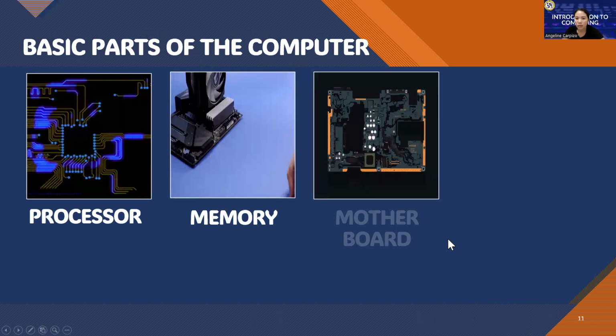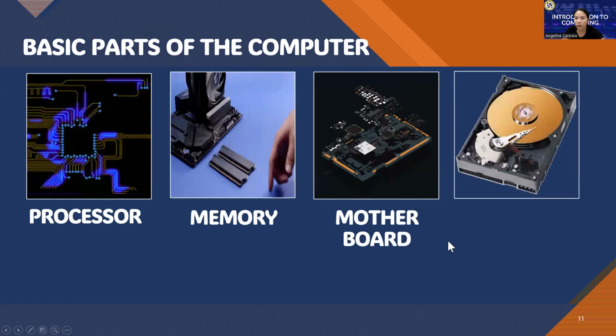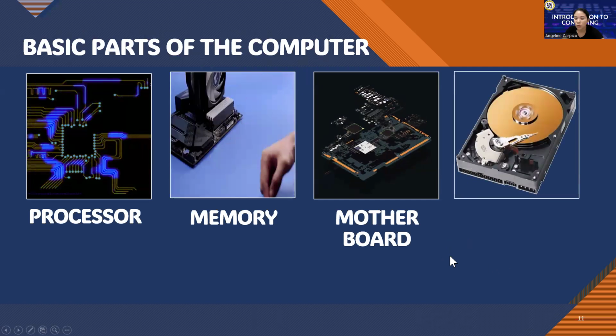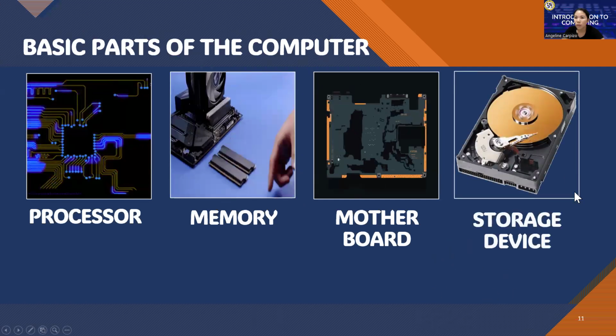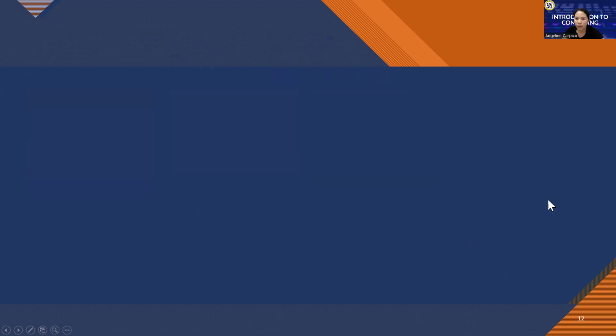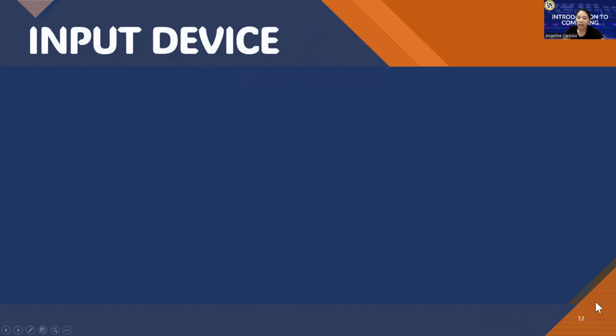The next is the motherboard. Motherboard, it is the part that connects all other parts or components of a computer. And the fourth is the storage device. It permanently stores the data. Example is the hard drive.